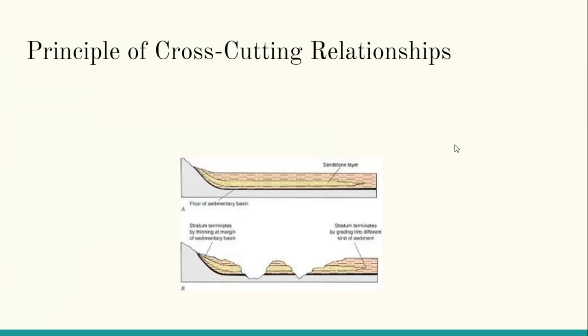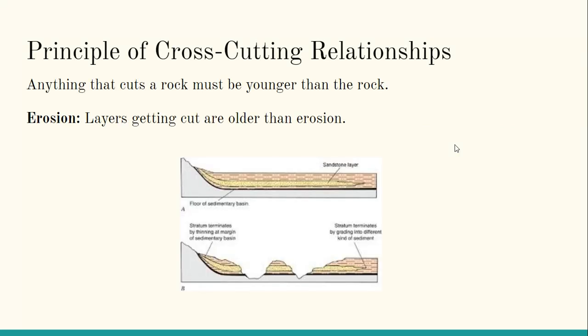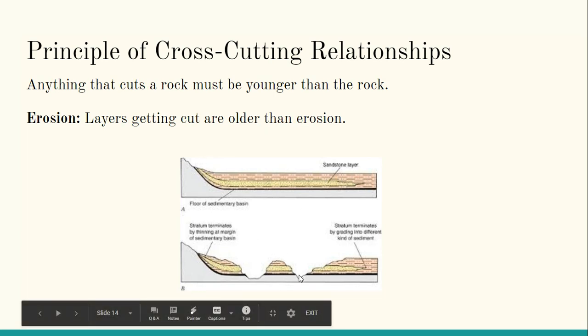Okay? And our last example is the cross-cutting of erosion. So here, layers getting cut are older than the erosion. So these layers were laid down. Some erosion takes place. You can't erode something that didn't exist. So it had to be there first. So these layers are older than the erosion that took place. The erosion happened after they were laid down.